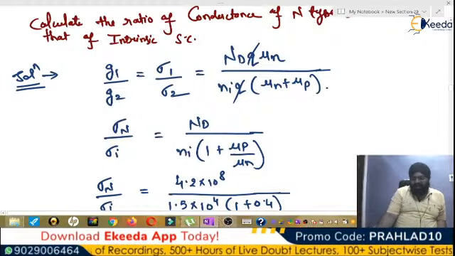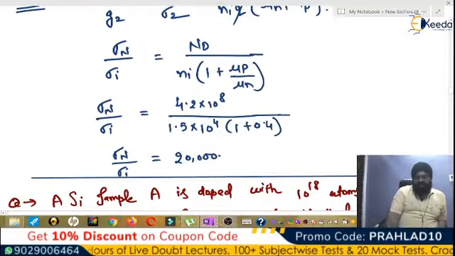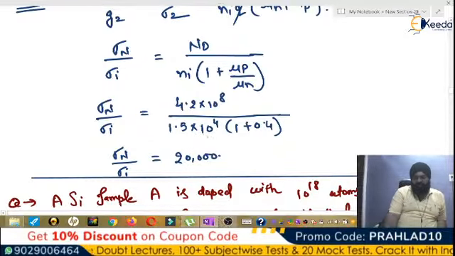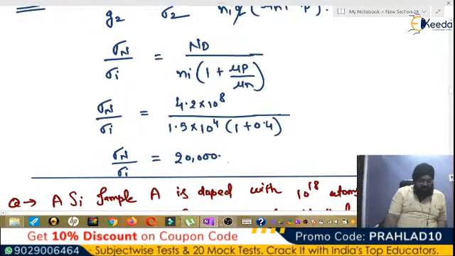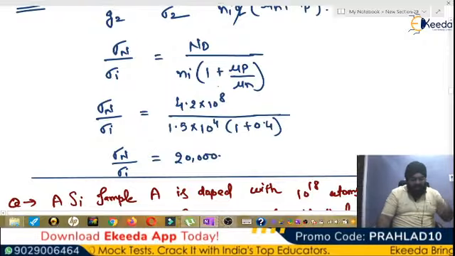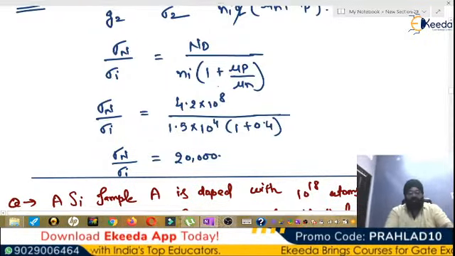So Nd is 4.2 into 10 to the power 8 divided by Ni, which is 1.5 into 10 raised to power 4, and (1 plus 0.4). So sigma n upon sigma i is 20,000.